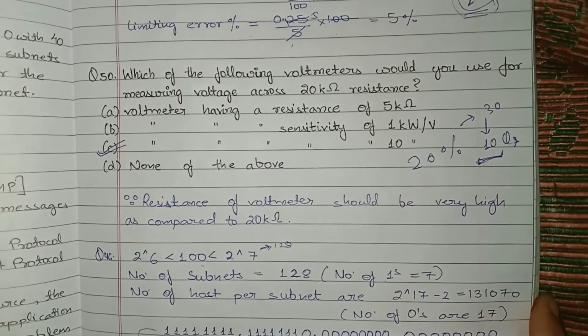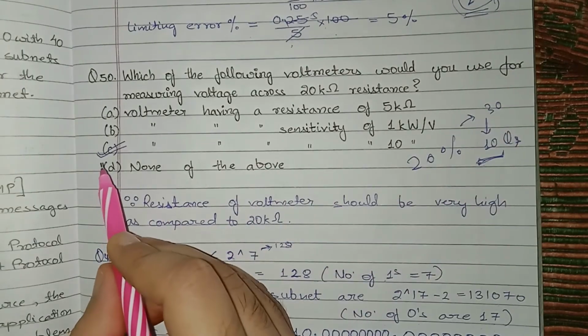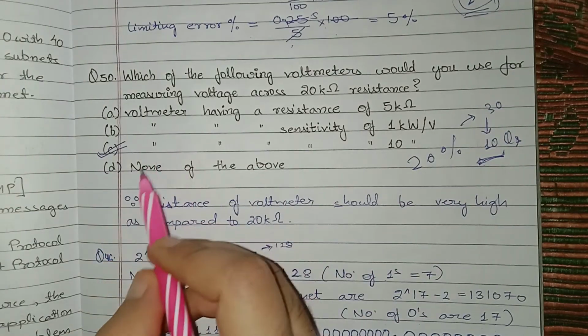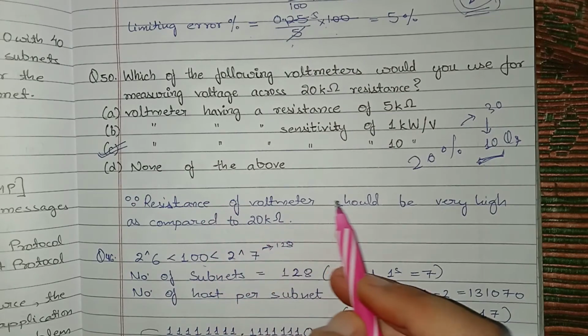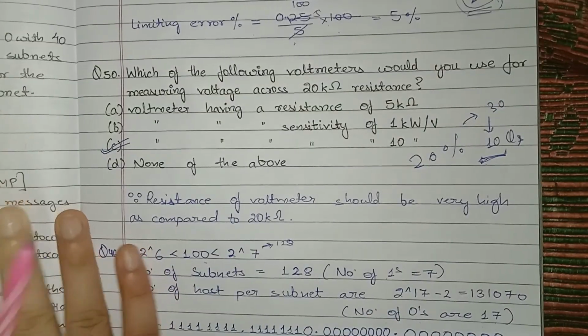Which of the following voltmeters would you use? Option number B would be correct because resistance of voltmeter should be high as compared to 20 kilo ohm.